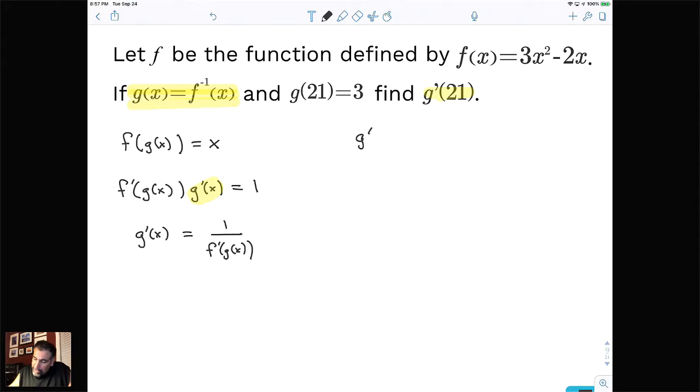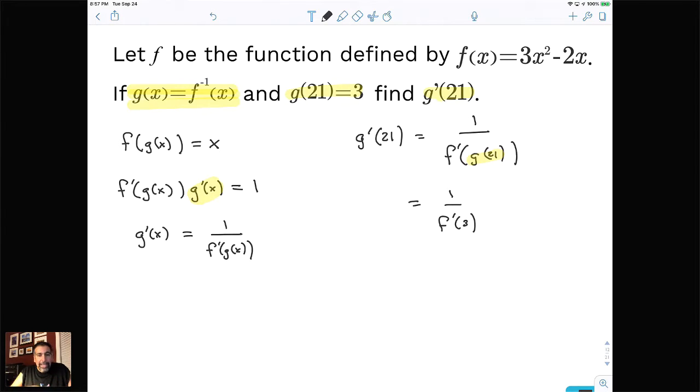I can say, based on what we just found, that g prime of something is equal to 1 over f prime of g of something, because that's where my inputs are going to go. So I want to put 21 here. I want to put 21 there. So now, how convenient. I'm looking for g of 21, and that's part of the given information. So the next step here is to say this is really equal to 1 over f prime of 3. And all of a sudden, I no longer need an explicit expression for g of x at all.